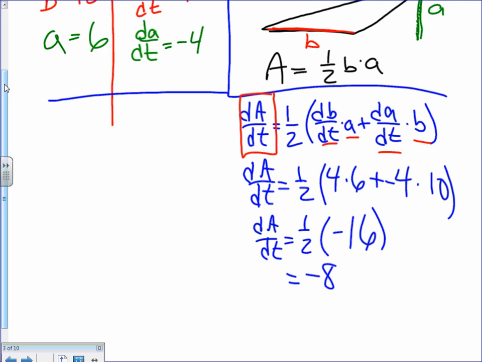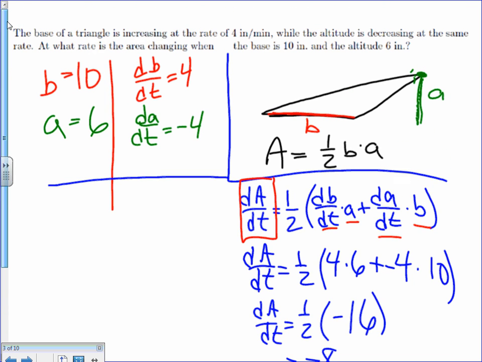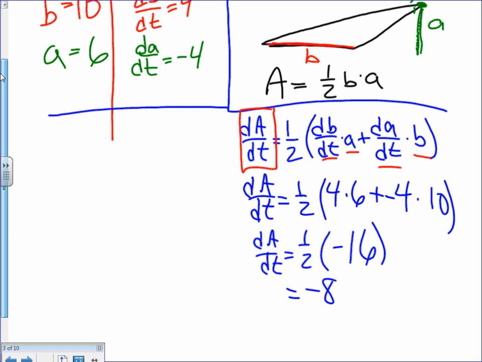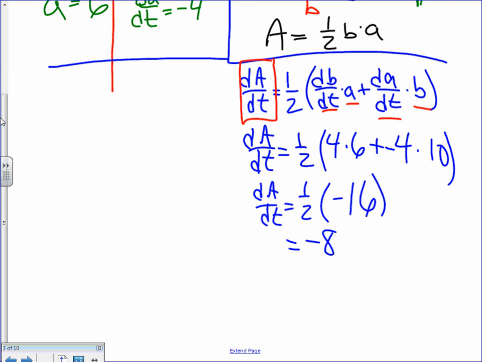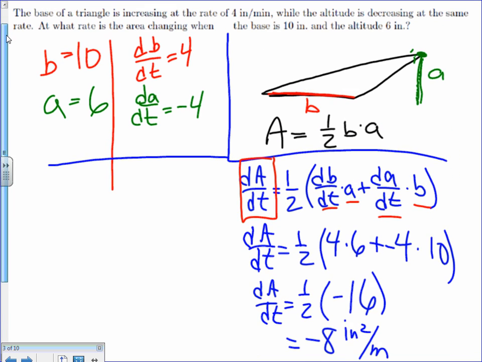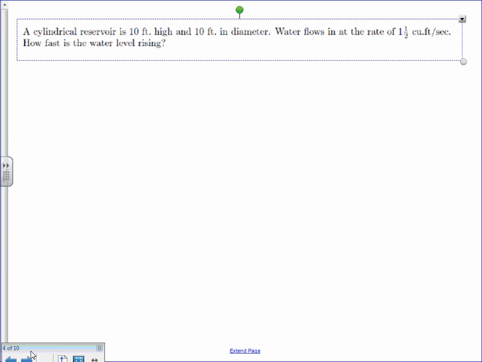And let's see what sort of units we're working in. We were working in inches and minutes. So dA/dt is going to be inches squared per minute. All right, I'll scroll back up if you want to see all that. So I guess you could just pause and rewind. On to the next one.